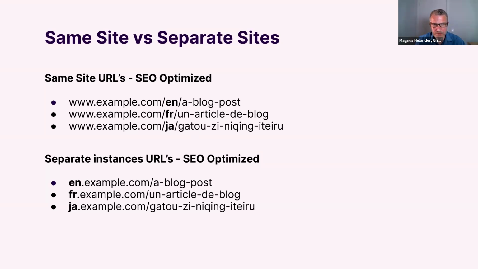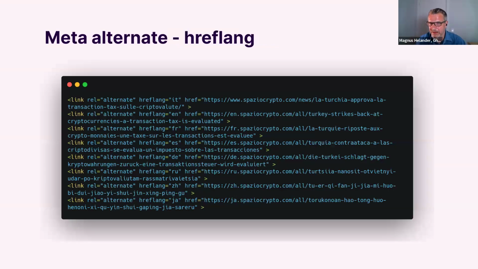And there's another version also. We have to tell Google that there are a number of language versions available, and they use a meta tag called hreflang. So we also need to say that this post is available in English, French, Spanish, German, Russian, Chinese, and Japanese, and provide the URL to that one for the search engine.